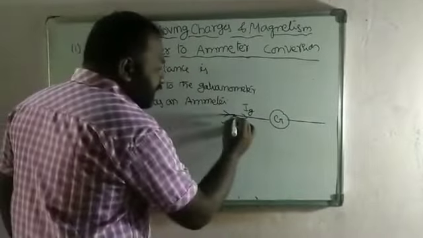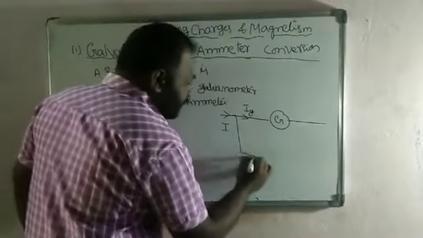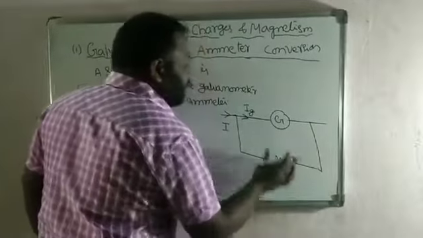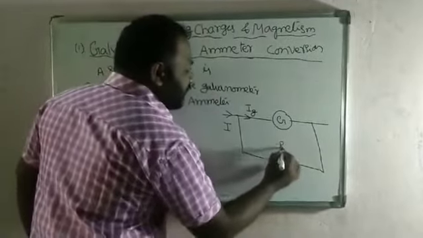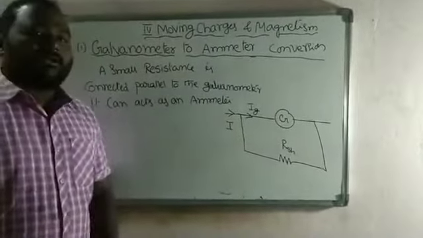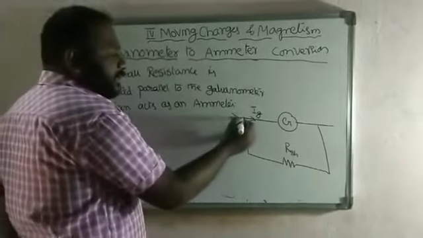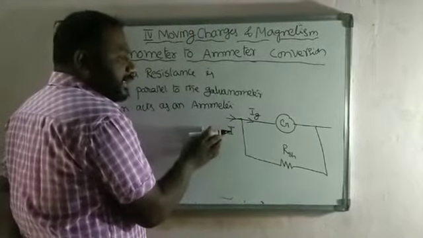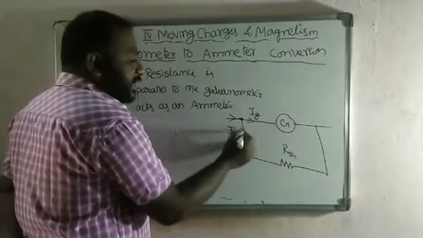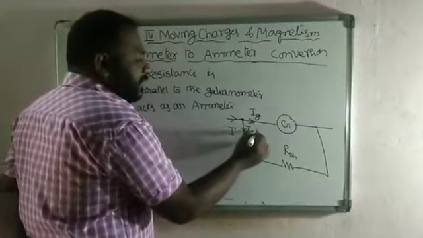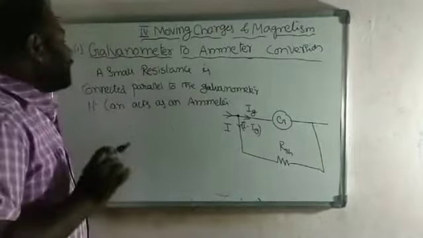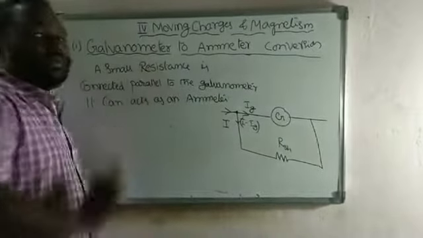To measure this current, we connect a small resistance in parallel, which is called shunt resistance. We are connecting a small resistance in parallel to the galvanometer. By Kirchhoff's current rule, the total current I entering at this junction is divided as Ig through the galvanometer, and I minus Ig through the shunt. Okay, now this is the conversion of galvanometer to ammeter.